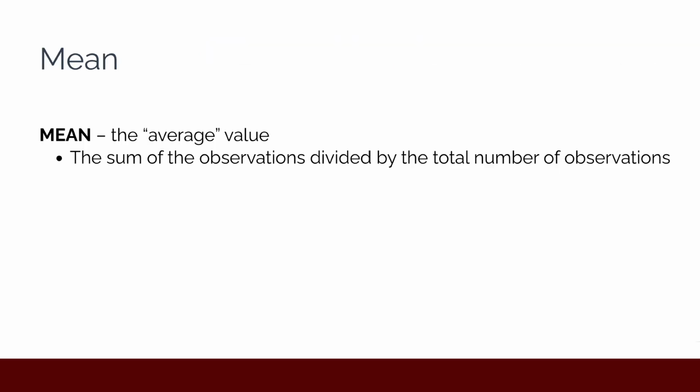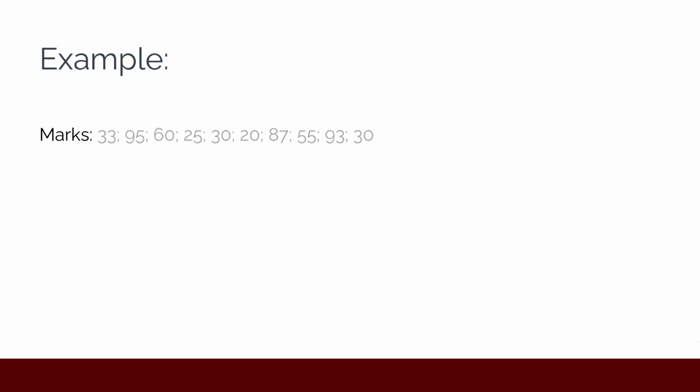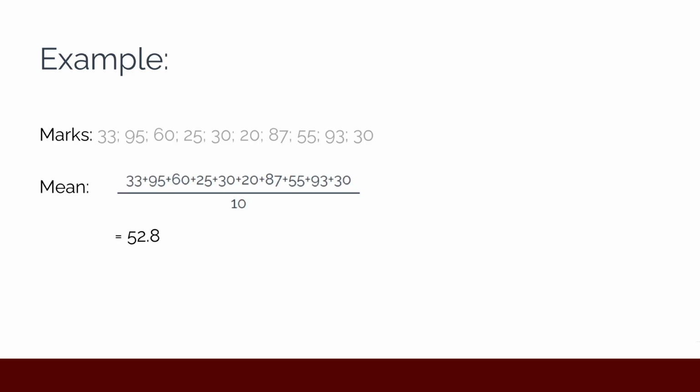So the mean is just a fancy way of saying the average. And in order to get this, we take all of our values, we add them together, and we divide by the total number of observations that we have. So for example, if we have a class where we have 10 marks, and these are the marks listed here, in order to work out the average value, we just add all of those together, we divide by 10, which is the number of observations, and we get that our mean mark is 52.8.